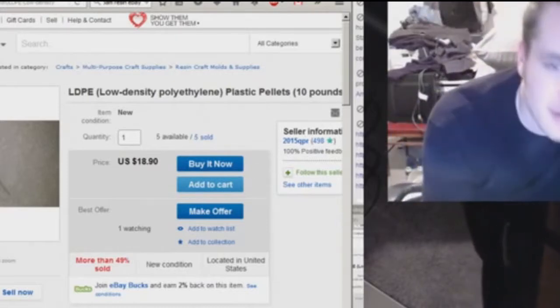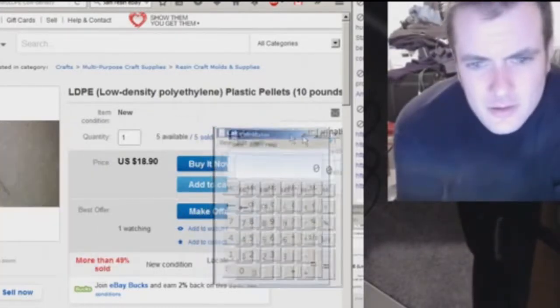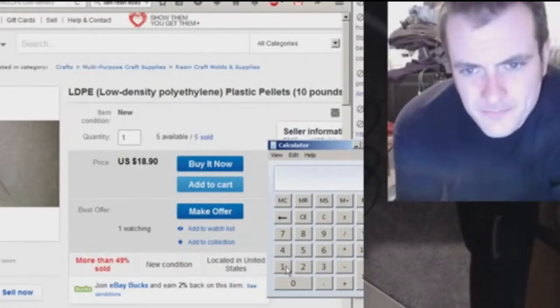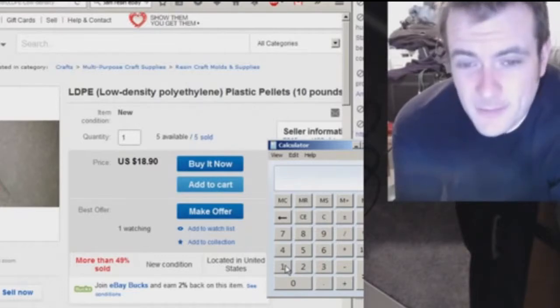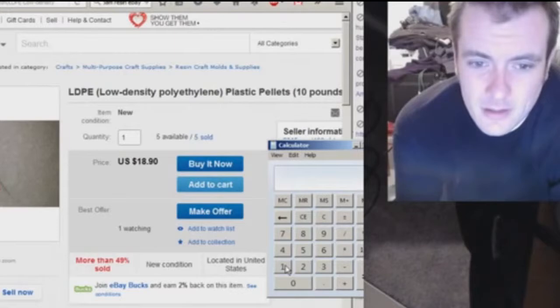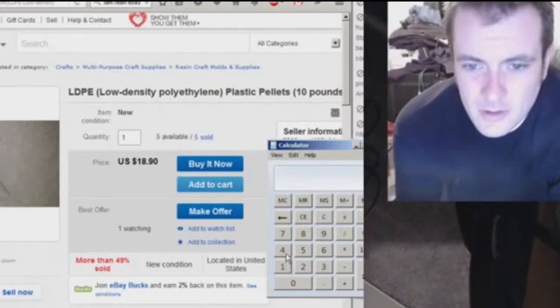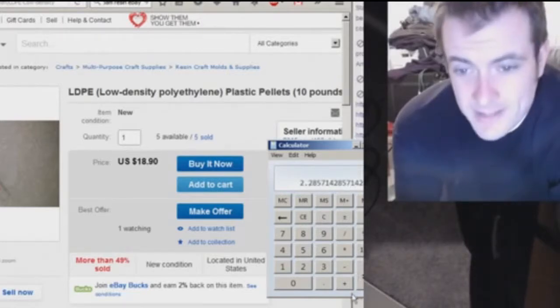So if 10 pounds can make 10 products. Let's say 10 pounds can make 14 products. And the price is 32. 32 divided by 14 equals $2.28 per.